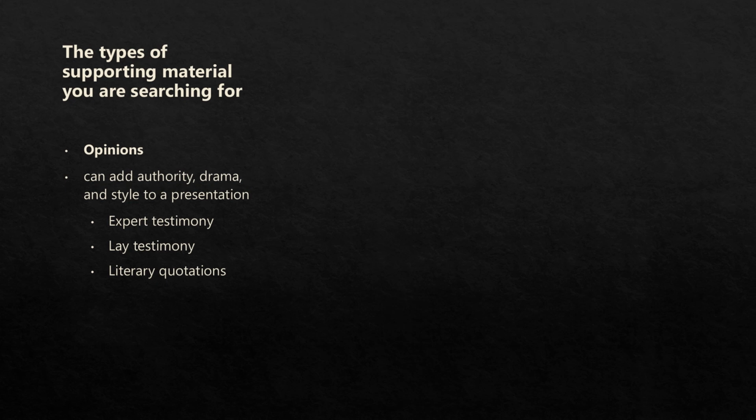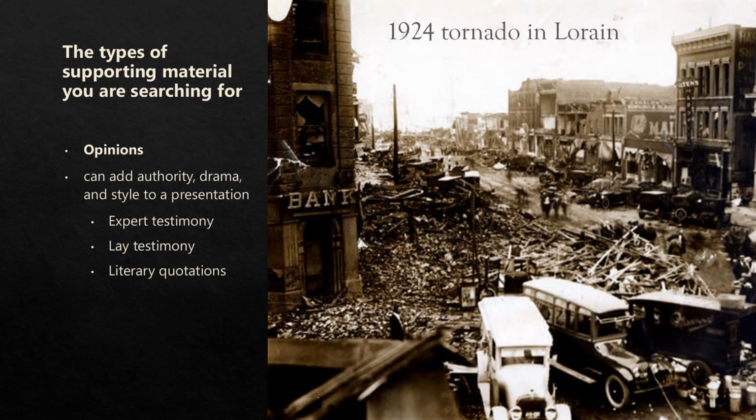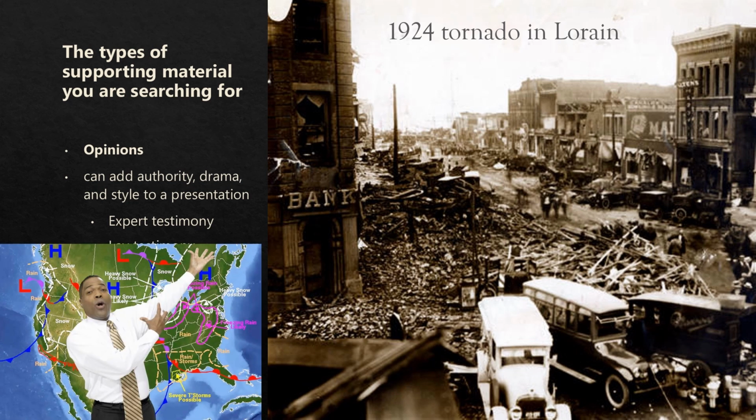Opinions. And here we're talking about opinion. We're not talking about this is what I think about that. We're talking about essentially research that you've looked up with people, things that people say. Expert testimony is the first type of opinion. In 1924, there was a tornado that devastated Lorain. This is actually a picture of Broadway in Lorain, Ohio, after the tornado. Expert testimony will be someone who's an expert in tornadoes. You get information from them. Now, this could be directly talking to them in an interview, or it could be information that you look up that's from them. That expert's a meteorologist, someone who's talking about it because they have a lot of education in that area. That's expert testimony.